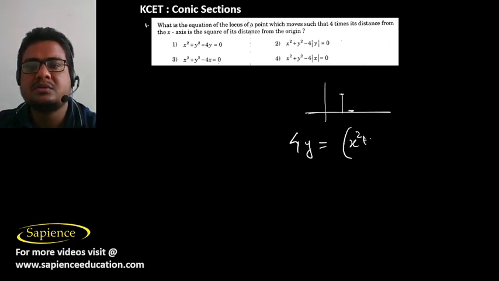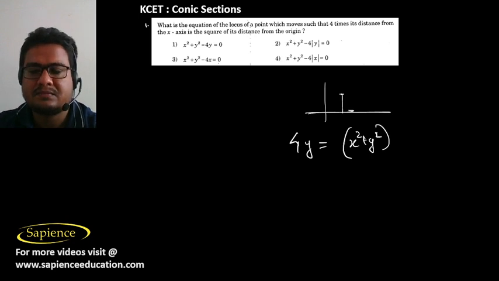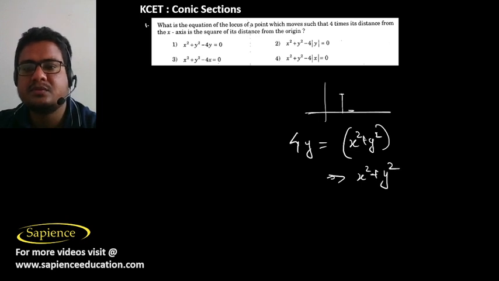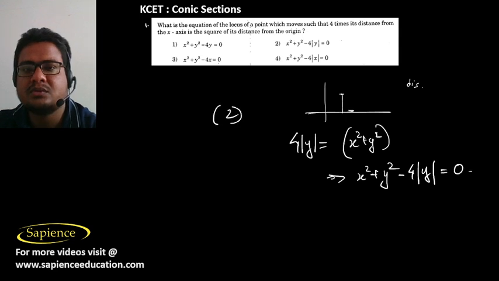So x square plus y square. That means I can say it will be x square plus y square minus 4y, and we know that since distance cannot be negative, I should write mod y. So x square plus y square minus 4 mod y, that will be equal to 0. So option 2 is the correct answer.